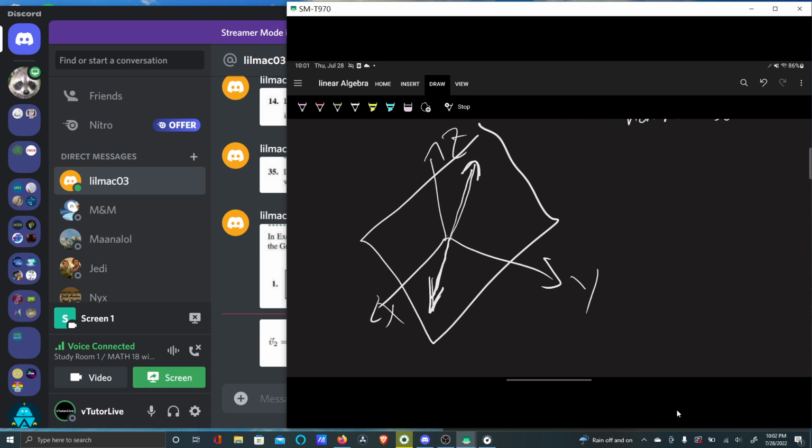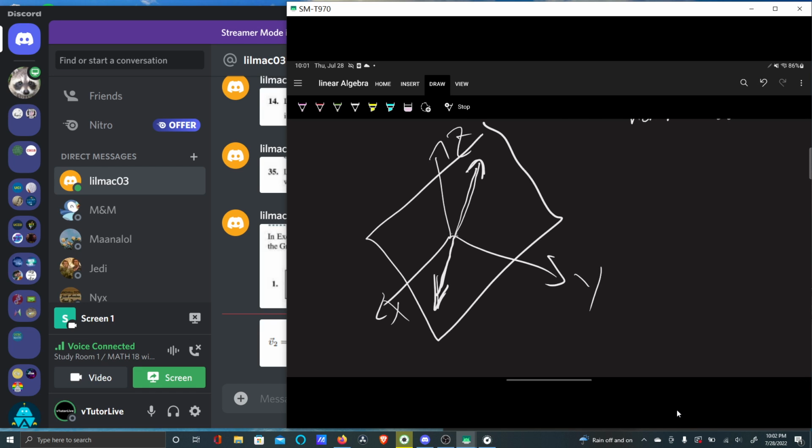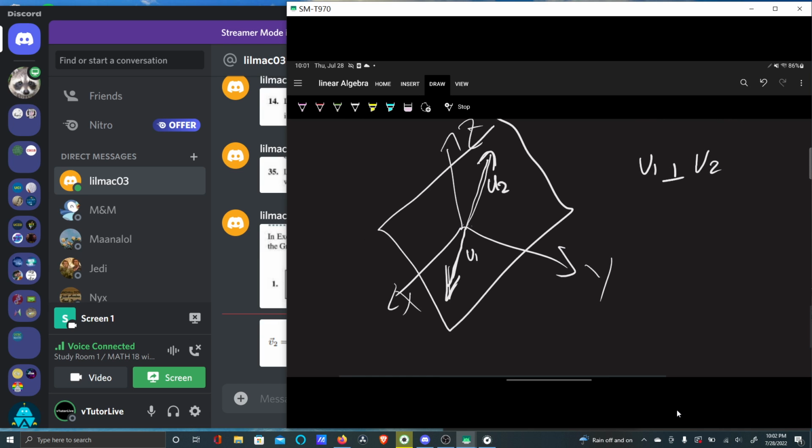So what the Gram-Schmidt process tells us is, okay, arbitrarily, let's just choose one of these. If these are U1 and U2, we want to find a V1 and V2 that are orthogonal to each other. They're saying, well, you may as well let U1 be equal to V1, and then you just have to find V2. Does that make sense?